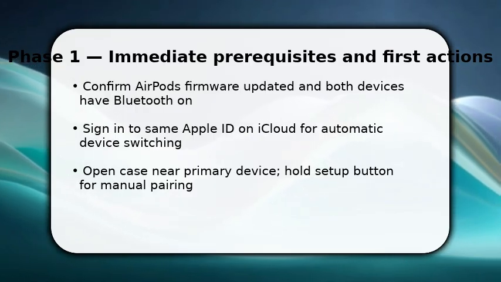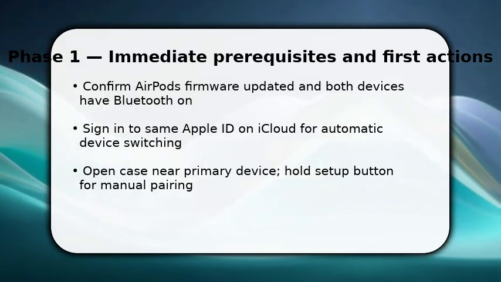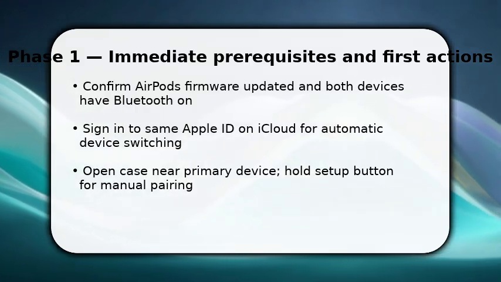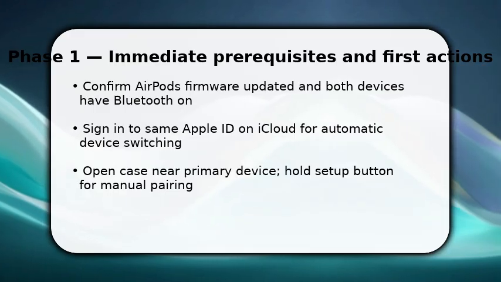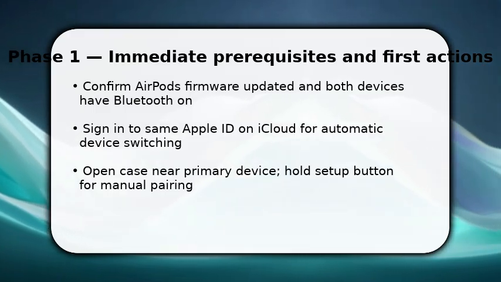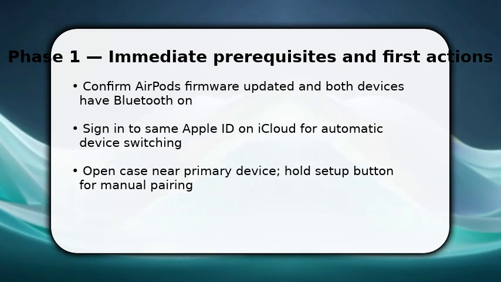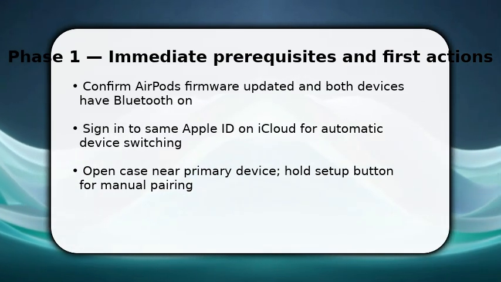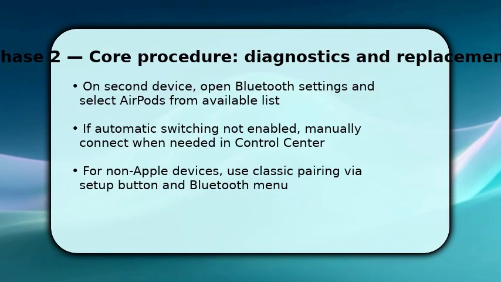Once done, open the AirPods case near the device you'll make primary and press the setup button until the light flashes. This forces a fresh, reliable connection. Now verify the primary device shows AirPods as connected before proceeding. Now pair the second device.